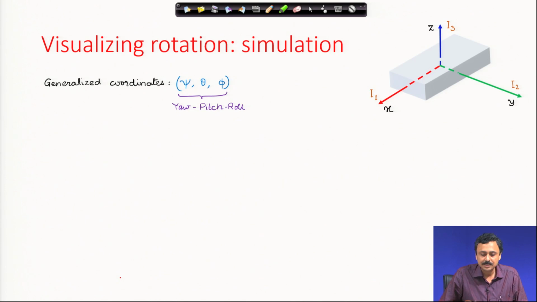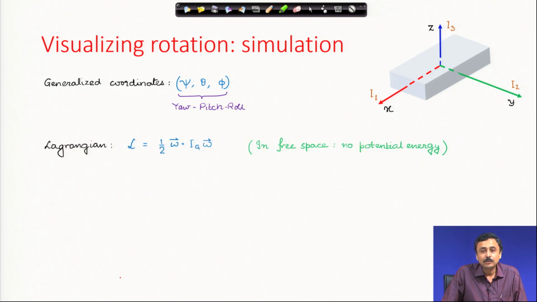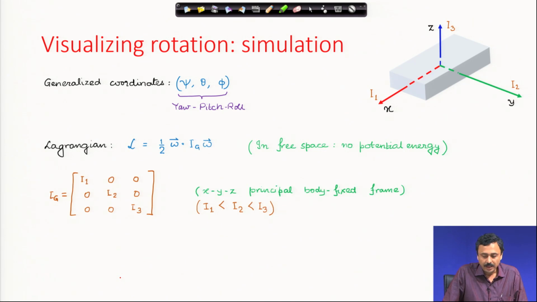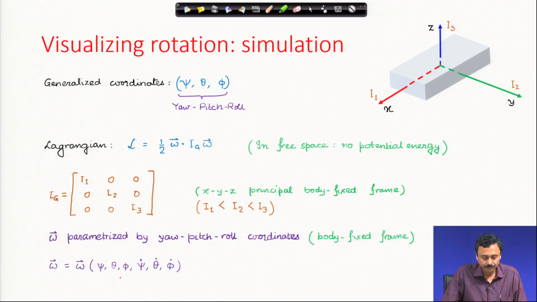Now, we visualize this rotation, whatever we have discussed. We use the generalized coordinates psi, theta, phi, which are the yaw, pitch and roll coordinates. We can write down the Lagrangian. This we have discussed. In free space there is no potential energy, therefore, we have only the kinetic energy. Lagrangian is the kinetic energy, and I write the kinetic energy in terms of the yaw rate, pitch rate and roll rate, and of course, this moment of inertia tensor is completely diagonal, because this xyz frame is the principal body-fixed frame with this ordering.